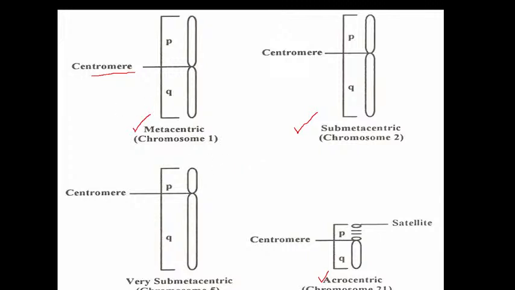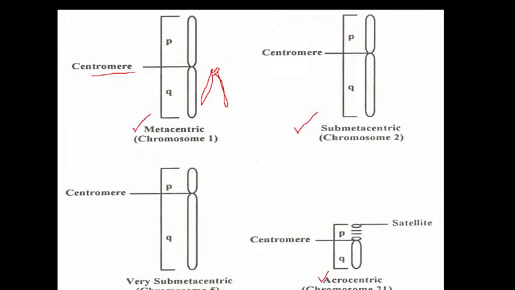In metacentric chromosomes, the centromere is located at the center of the chromosome. If we draw it like this, the metacentric chromosome will look like this. This is the centromere. If it is in a bent structure, you can see it like this. That is a metacentric chromosome, with the centromere at the center, and these are the two arms.